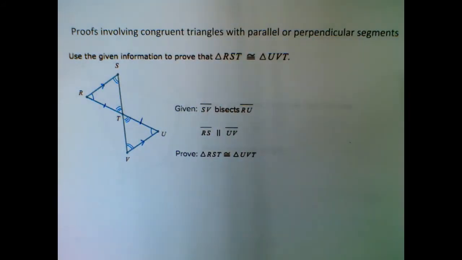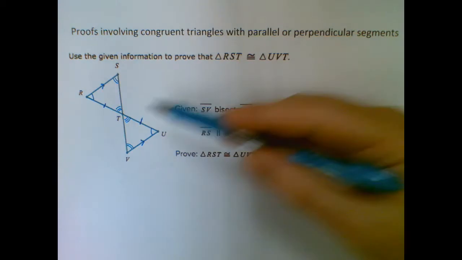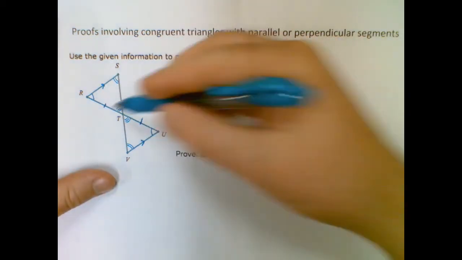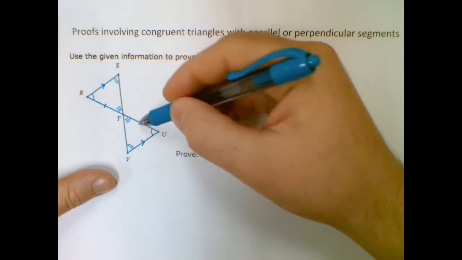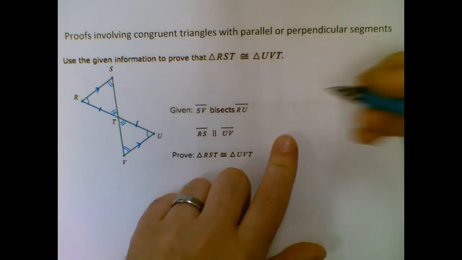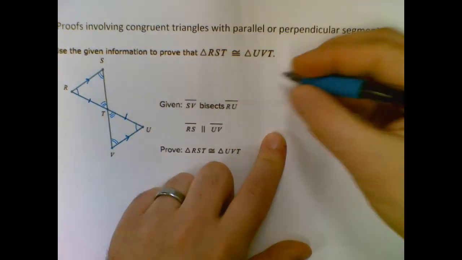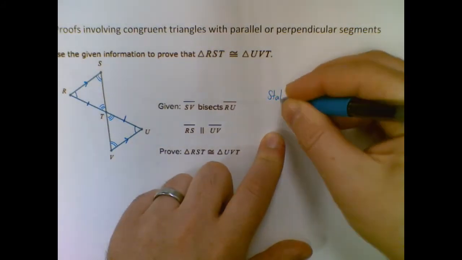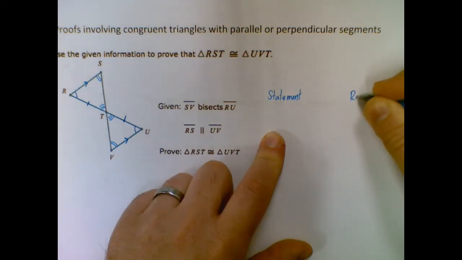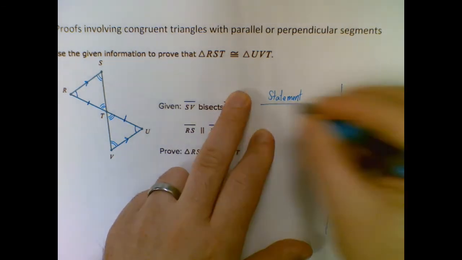So we actually have quite a lot of information here. I know all three angles are congruent, which isn't enough by itself, but since I know that this bisects, then I know that these are congruent. I actually do have enough information here. So let's go ahead and list this out. So I need a statement and a reason section.